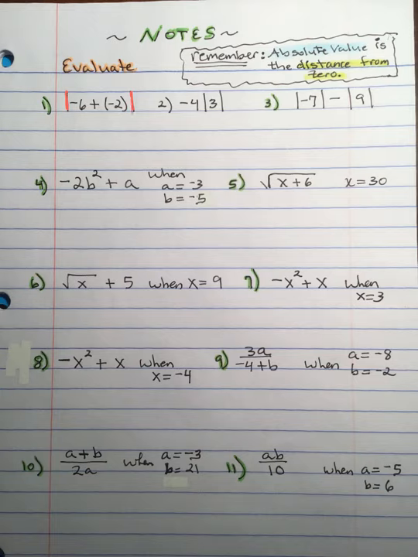So remember, absolute value is the distance from 0. Because you have an addition sign inside the absolute value, you have to do what's inside the absolute value first. So we have to actually figure out what is -6 plus -2. And -6 plus -2 is -8. And that's what you guys were writing on your homework.